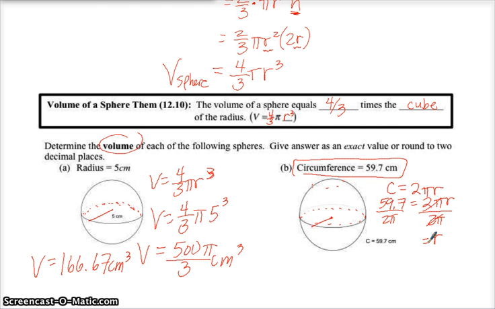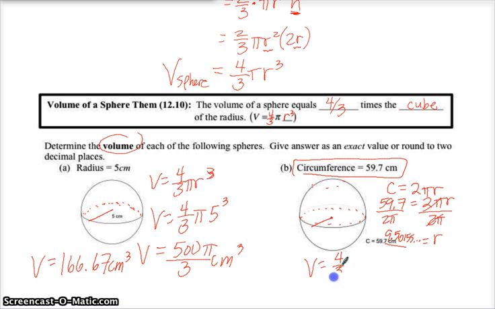Remember, you either parenthesize that value, or you divide 59.7 by 2, push enter, then divide by pi, push enter, and you should have gotten something like 9.50155, etc. But that's not the answer I wanted. I wanted the volume, so now I have to use that. Remember, you can store this value in your calculator so you don't make any rounding errors. So store that value if you want, or recall it right away.